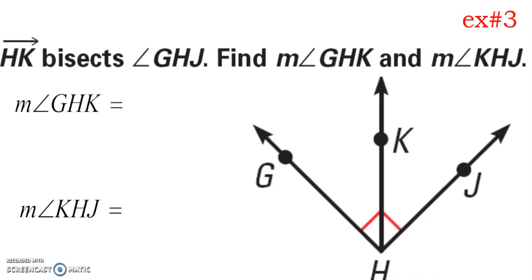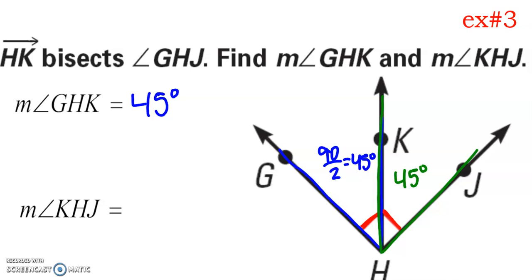So here we have ray HK bisects angle GHJ, and GHJ is 90 degrees. That's what this box here is indicating. It's a right angle, which is 90 degrees. So the measure of angle GHK is half of 90. So 90 divided by 2 means that this angle is 45 degrees, which means that the other half, angle KHJ, is also 45 degrees.